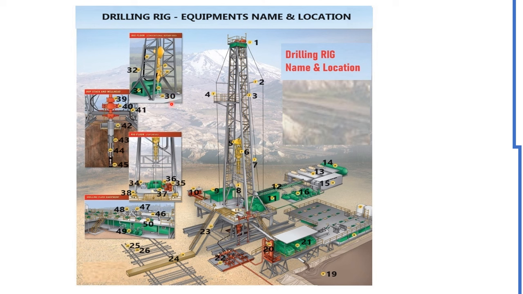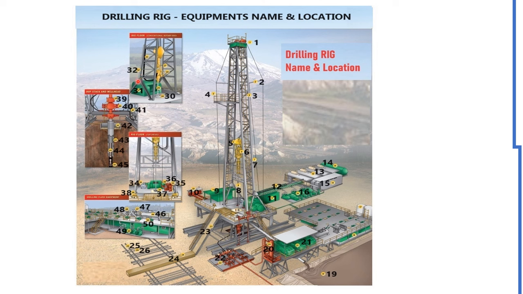Number 30 is this area, the rotary table. This area is the rotary table. 31, this one, the green one, looks like a box. This is not a box in the actual rig. This is bigger equipment. This is hoisting equipment, and the name of this equipment is the drawbox. The drawbox, the green one.